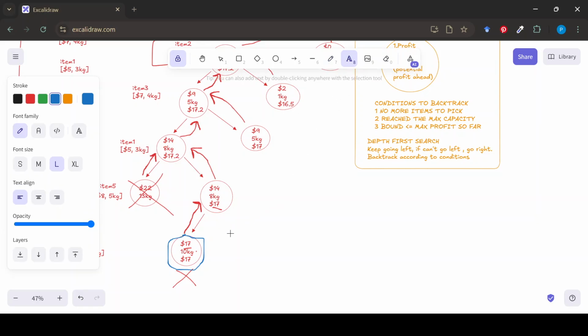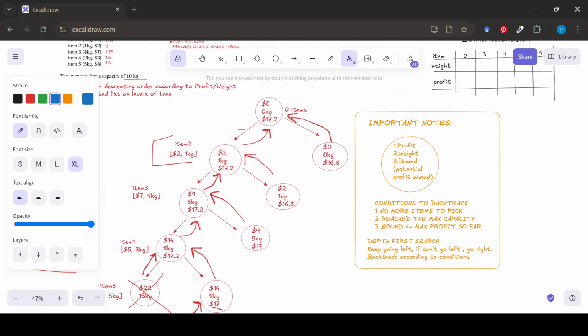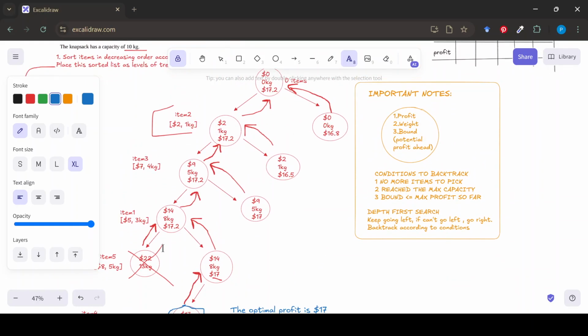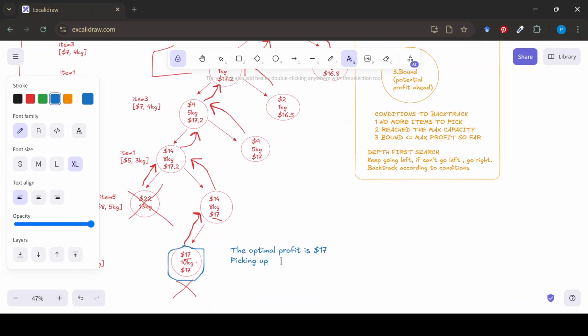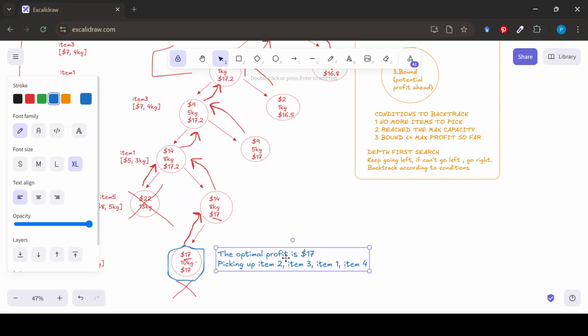So my final solution will be, the optimal profit is $17, and I'm picking up item 2, item 3, item 1. Do not pick up item 5 and pick up item 4. So picking up item 2, item 3, item 1, and not picking up item 5 and item 4. And so that gives you your final answer.